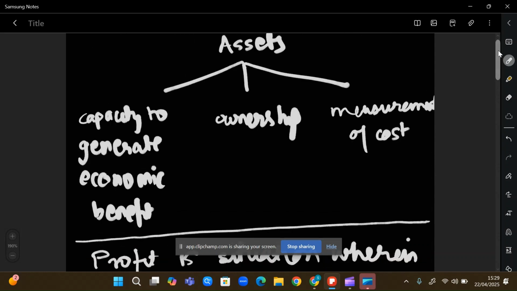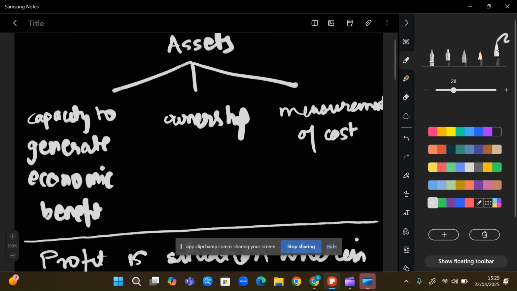First, assets have the capacity to generate economic benefit. Second, an asset talks about ownership, that somebody is owning that asset. Third, it is a measurement of cost.